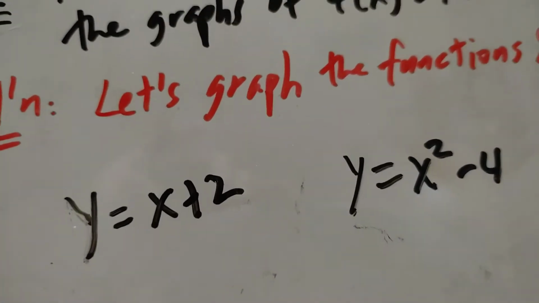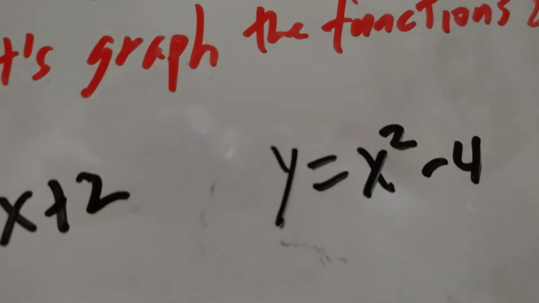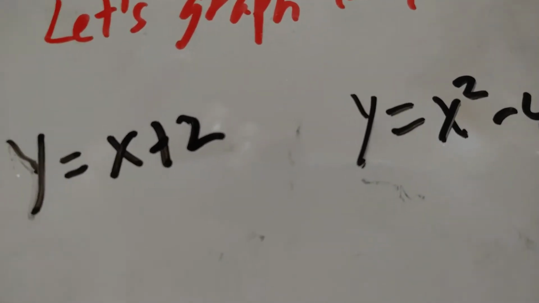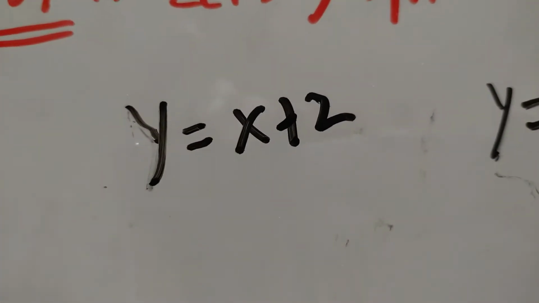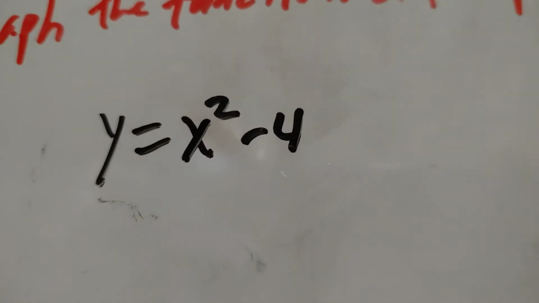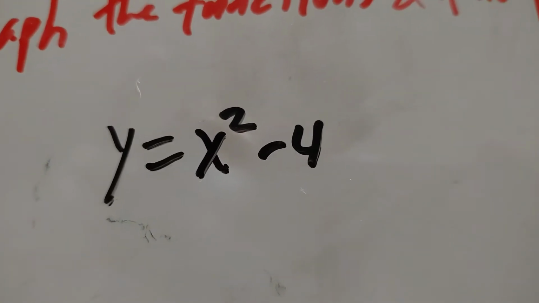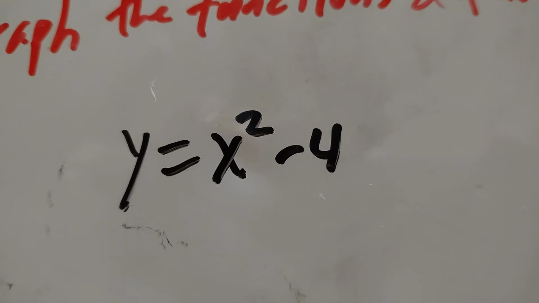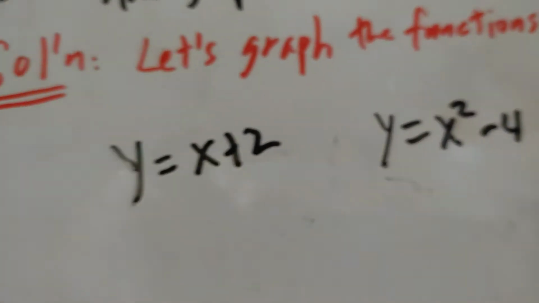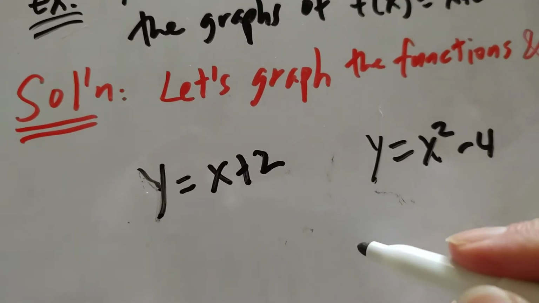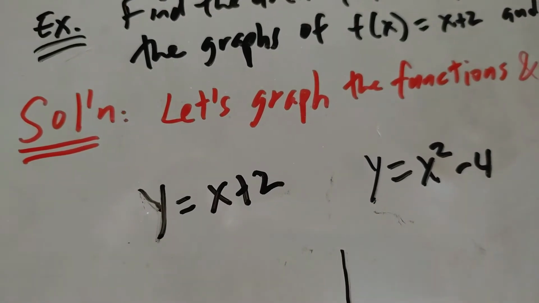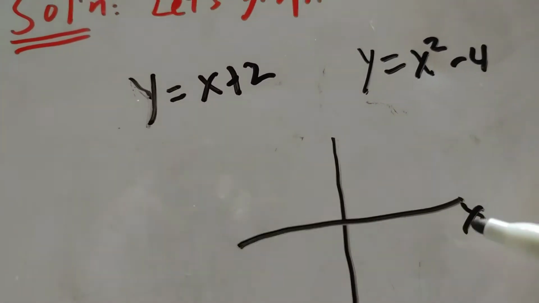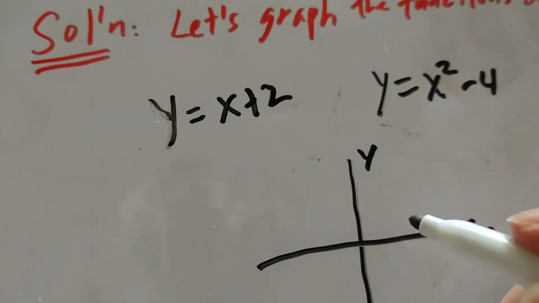And if you forget exactly what these graphs look like, just make an xy table of values. 2 points determine a line. This is going to be a parabola because it's a second degree function. So you would probably need 4 or 5 points, but I'll do it more quickly. So I'm going to make a Cartesian plane. X-axis, y-axis.